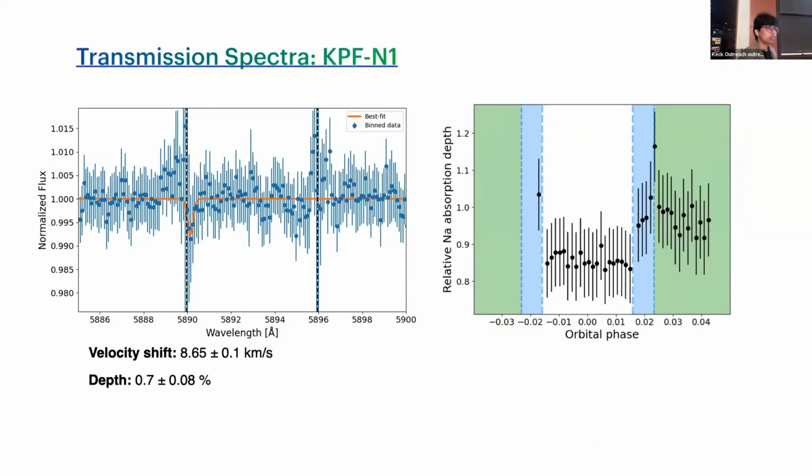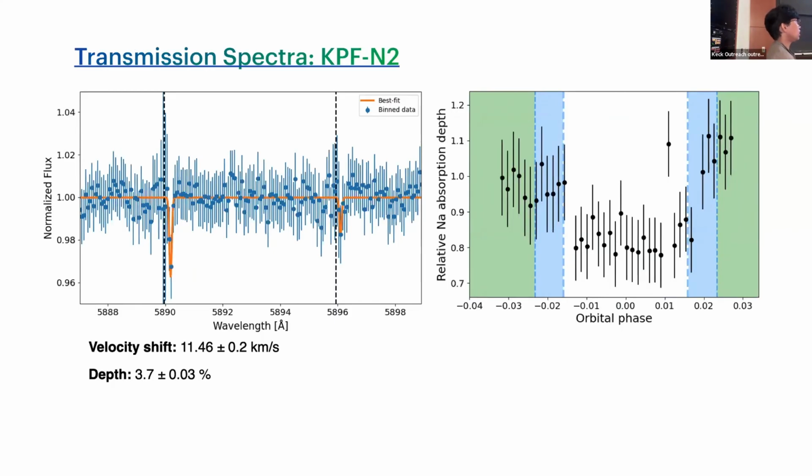And recently we have two KPF observations, but these are just preliminary results. I have to work on minimizing the systematic error in the data a little bit more, but still what we can see is that the D1 line we couldn't detect at a significant level, but D2 looks like it's red shifted again, close to 9 kilometers per second, with a depth comparable to HARPS night 1. And the light curve was very different from what we observed before, like the sodium existed throughout the transit. And in night 2, again, it's a redshift around 11.5 kilometers per second, and it's a very strong sodium signal, which is comparable to the HARPS night 2 observation.